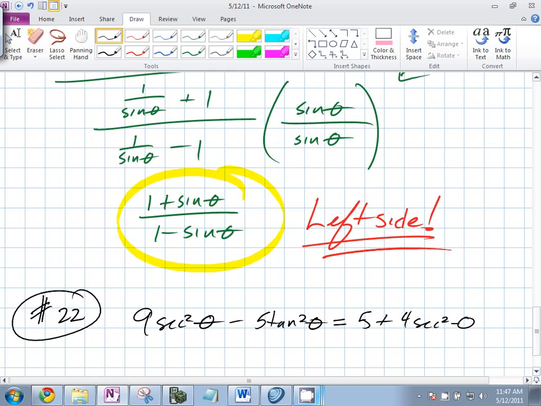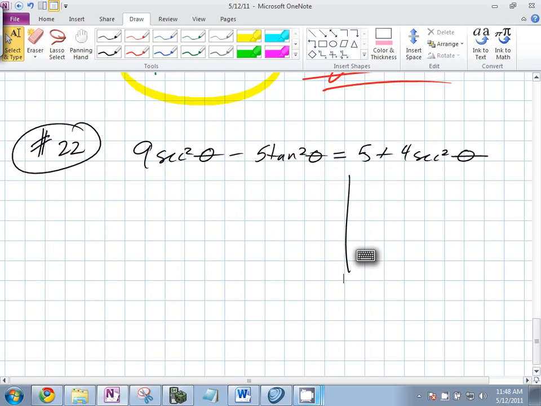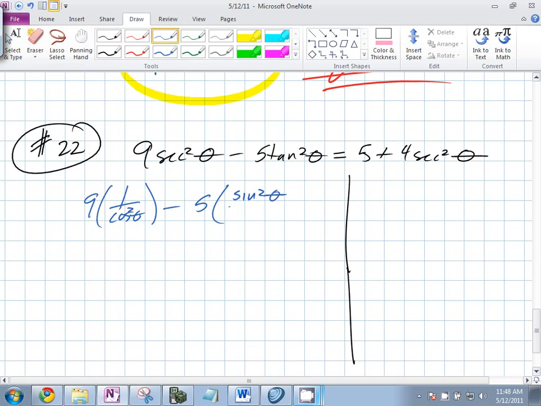We're working on the left side here. What should we do first? Turn it into sine and cosine. So that's going to be 9 times 1 over cosine squared theta minus 5 times sine squared theta over... There's a lot of different directions you can go in. I want you guys to propose ideas, and I'm going to tell you if it's the best thing to do or not. There's a lot of different ways to make this very long at this point, but there's a great thing you can do first.